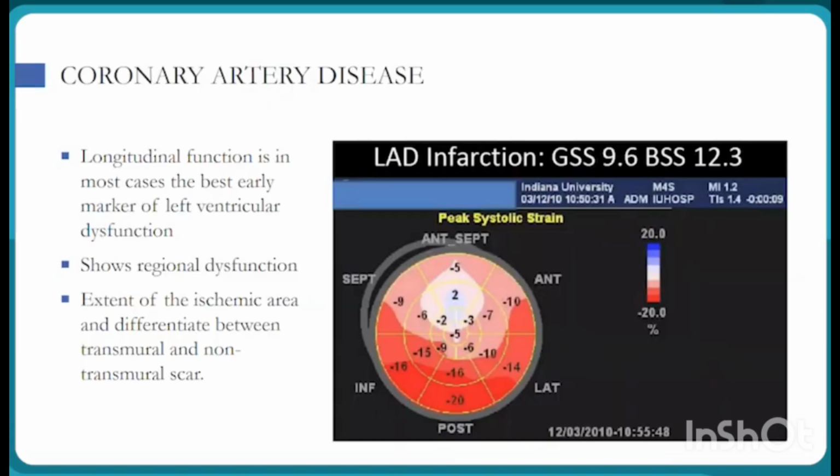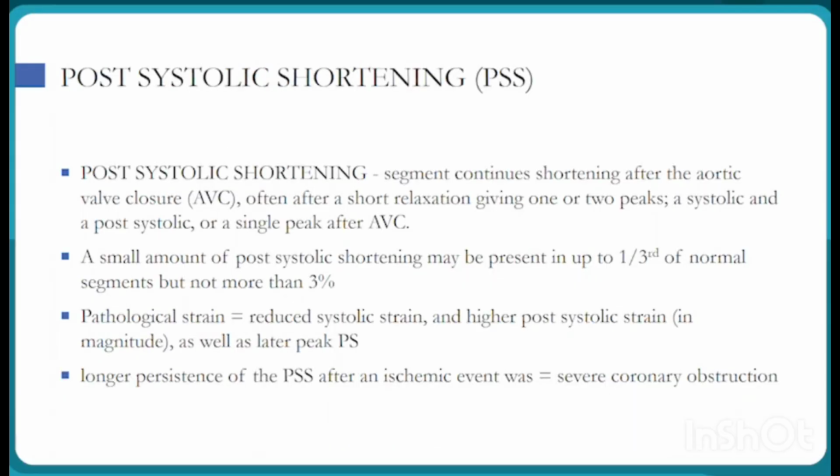Now we'll look at some of the diseases and how GLS is affected in such diseases. In coronary artery disease, the longitudinal function is in most cases the best early marker of LV dysfunction. It also shows regional dysfunction, and the extent of the ischemic area and the difference between transmural and non-transmural scar can be determined by GLS in coronary artery disease. In the figure you can see that in the LAD area, there is a reduction in the GLS compared to the LCX and the RCA areas.